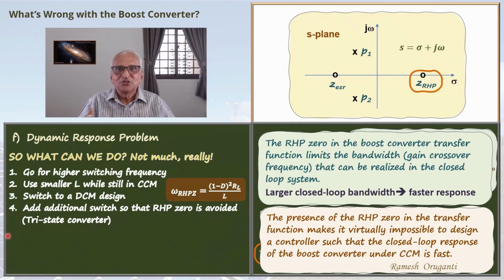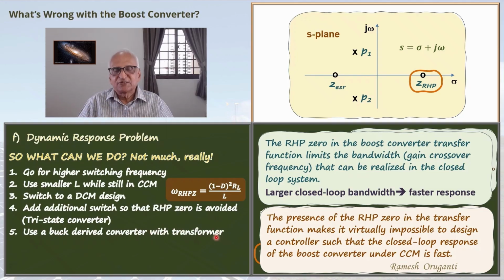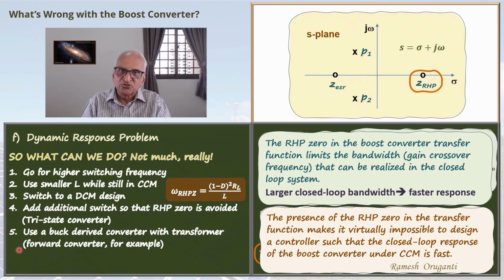The fifth is to leave the boost converter totally and use a buck derived converter. Of course, you want to boost the voltage, whereas the buck converter steps it down. But you can use a buck derived converter with a transformer in it. One very popular candidate is forward converter, which is a buck derived converter, but it has a built-in transformer. You are using the switch for controlling the output voltage, but the main boost action is provided by the transformer.